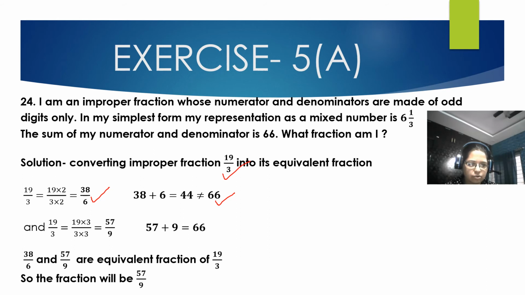Now add the numerator and denominator. 57 plus 9 is 66, which is equal to the given sum of numerator and denominator, 66. So 38/6 and 57/9 are two equivalent fractions of 19/3. So the fraction will be 57/9.